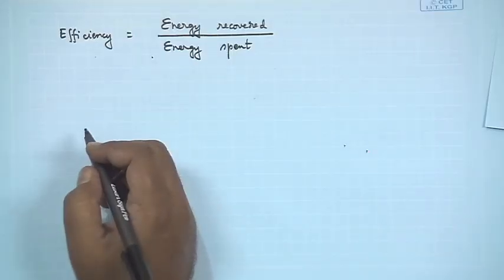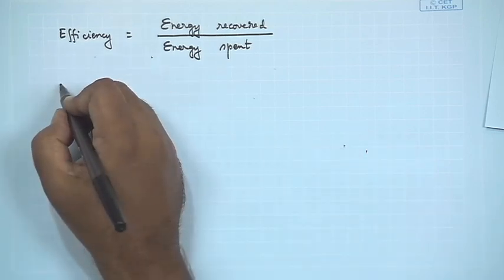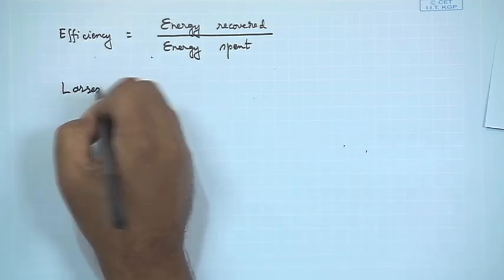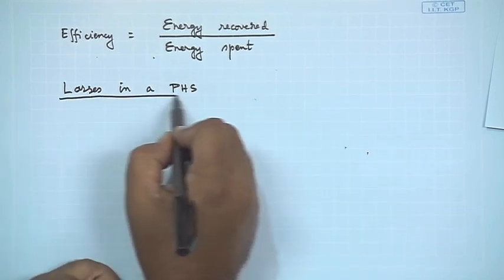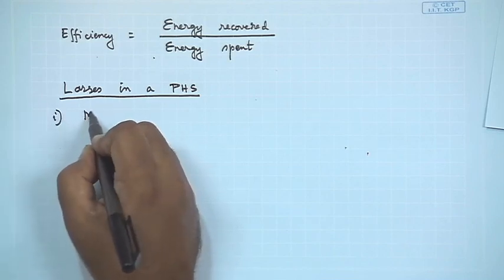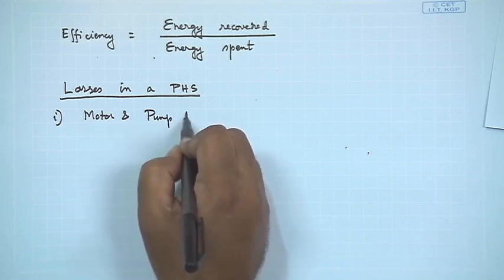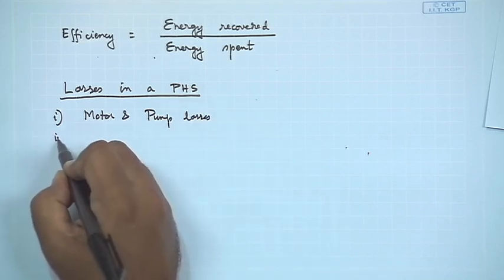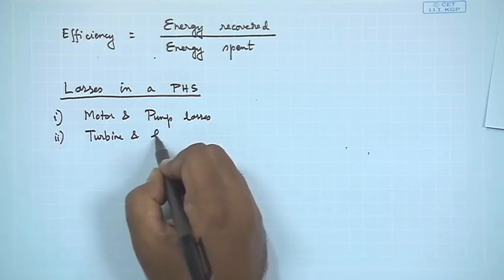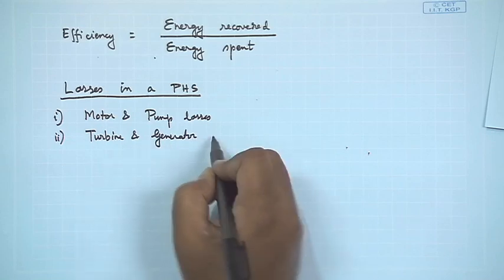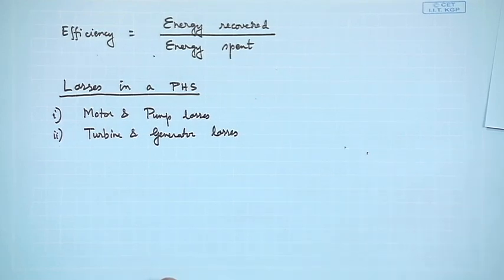All right. So, we talked about pump and motor losses. Let us talk about other losses in a pumped hydro storage system. The first one is the motor and pump losses, and the second one, which goes hand in hand, is turbine and generator losses. Now, these are definitely the most intuitive and we know that.